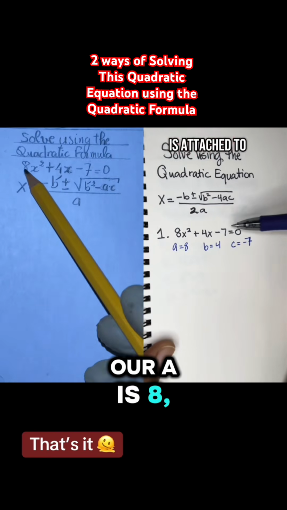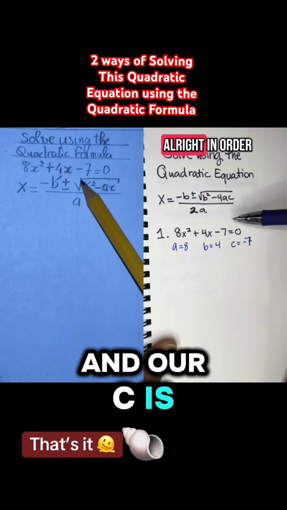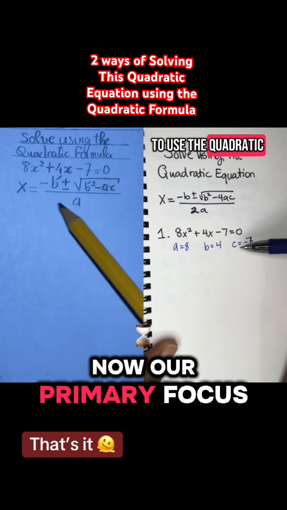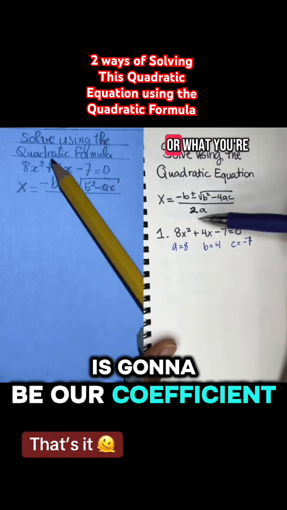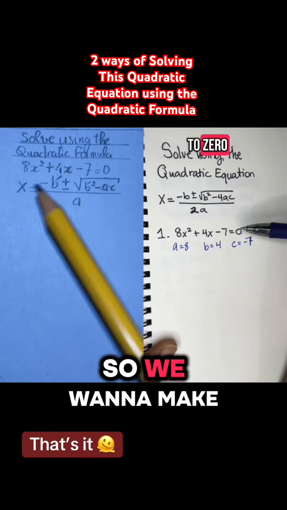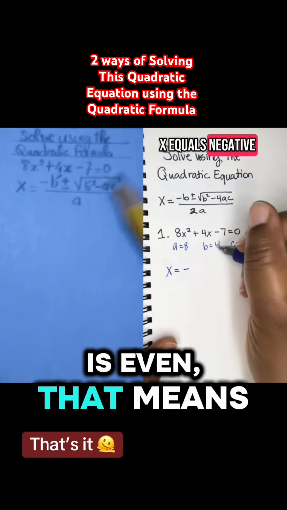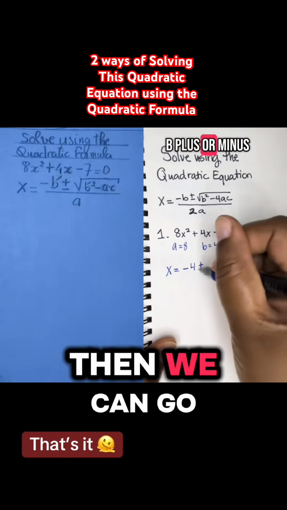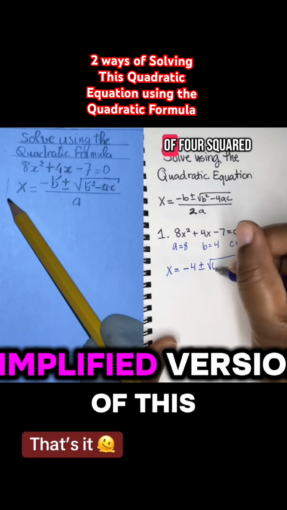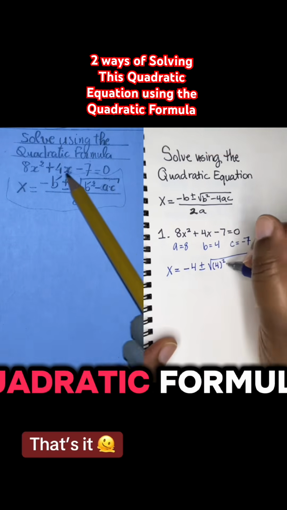So our a is 8, our b is 4, and our c is -7. Now our primary focus is going to be our coefficient b. We want to make sure our b is even. When our b is even, that means it's divisible by 2. Then we can go ahead and use this simplified version of the quadratic formula.